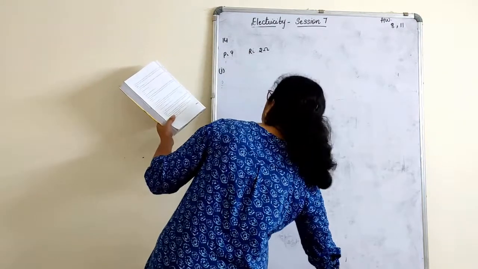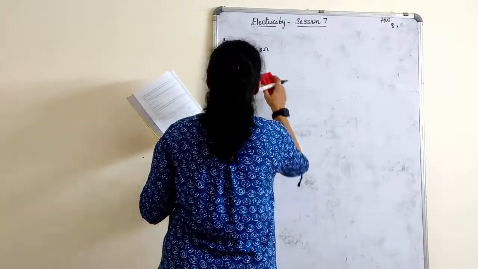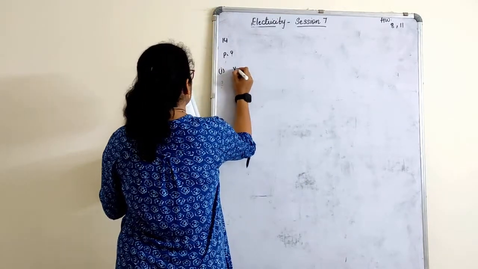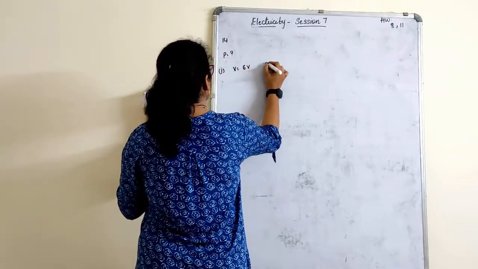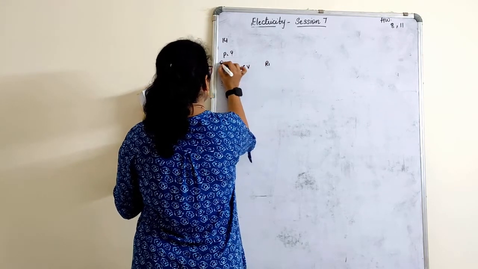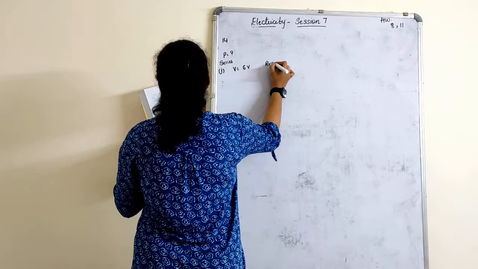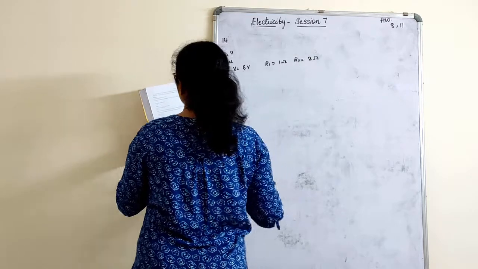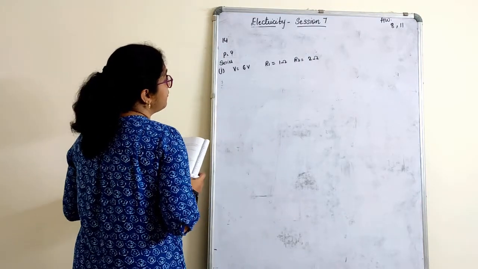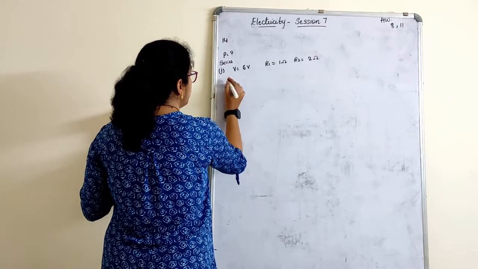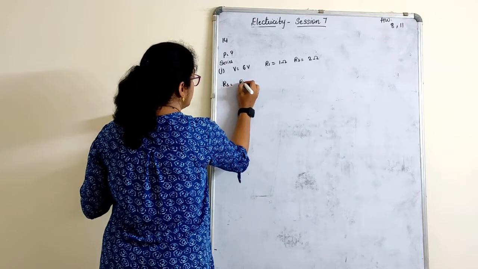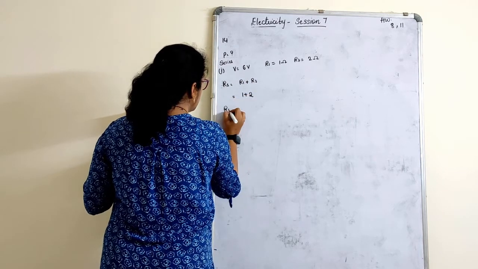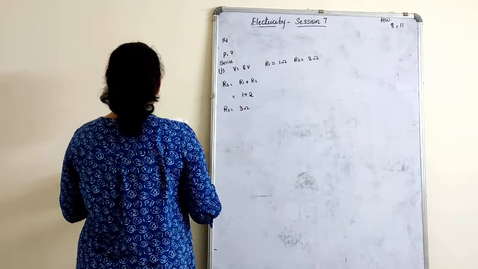So how will we write this question? Let us keep this as it is. Calculate the power. V is equal to 6 volt. For R1, we will write here series. R1 is equal to 1 ohm, R2 is equal to 2 ohms. First let us find R series, that is R equivalent. R1 plus R2, that is 1 plus 2. R series is equal to 3 ohms.